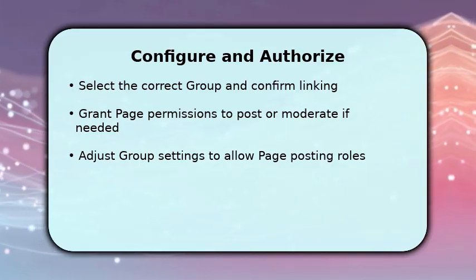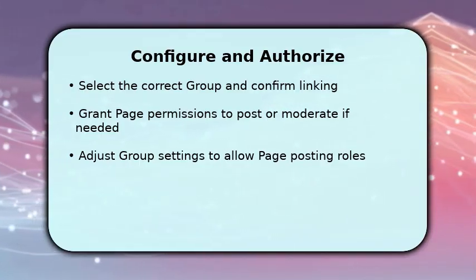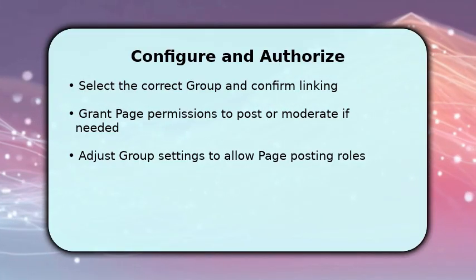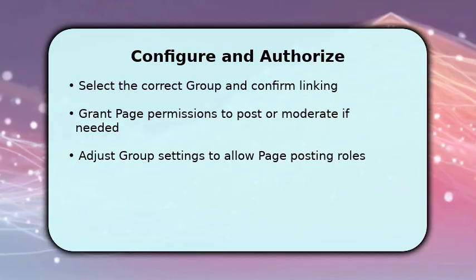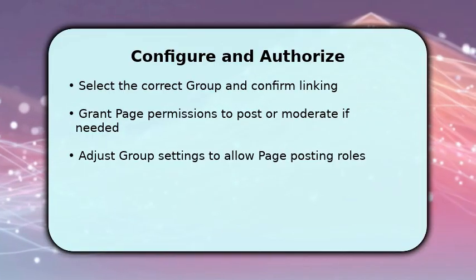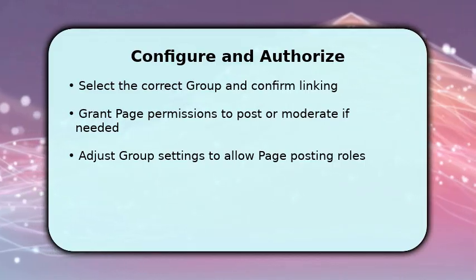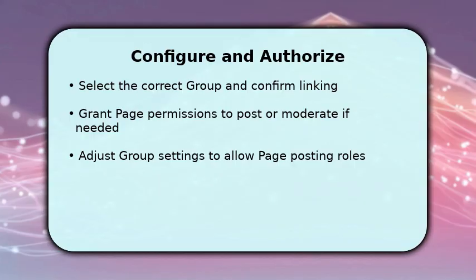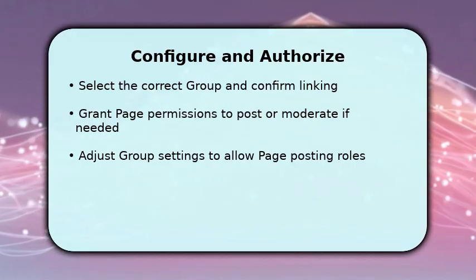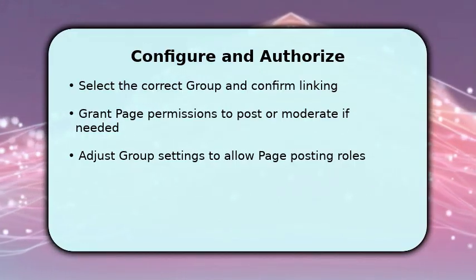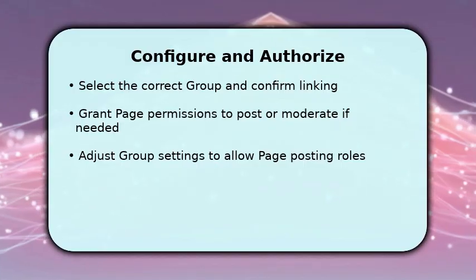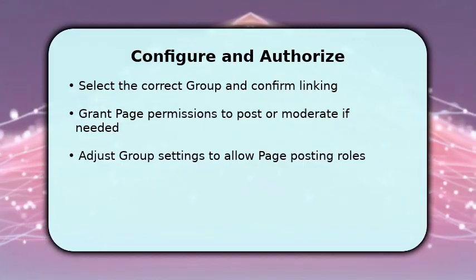Then go into the group settings and under Linked Pages, confirm the page is listed. If not, reinitiate linking from the group side. Make sure you set whether the page can post as itself or interact via admins. This controls visibility and moderation power. Verify notification settings so you don't miss group activity. These choices determine how content flows between page and group.